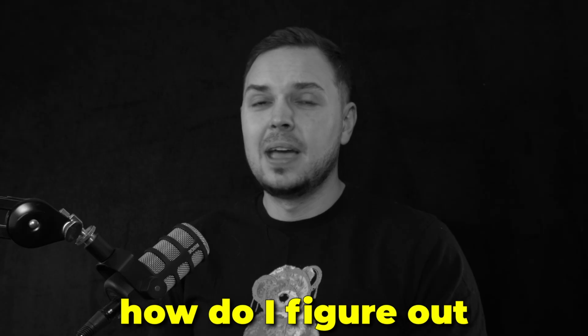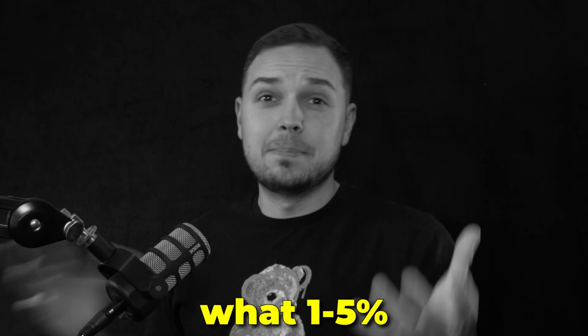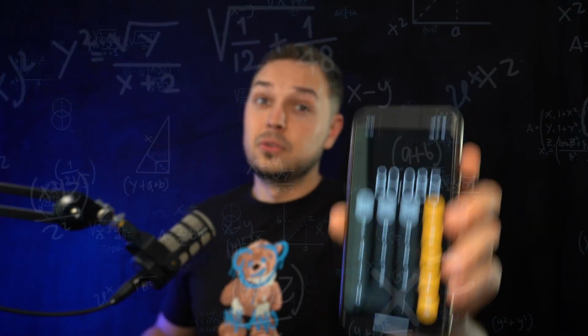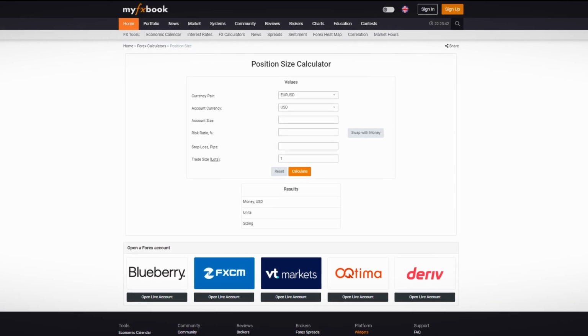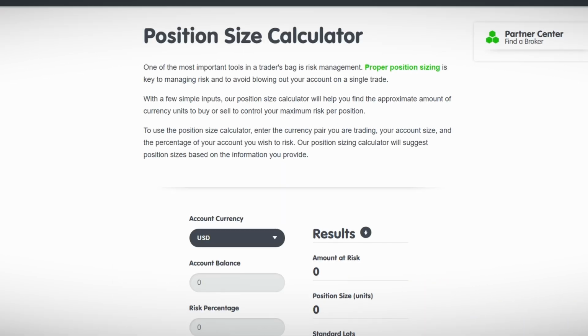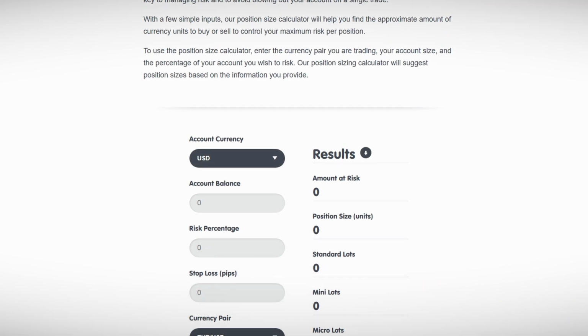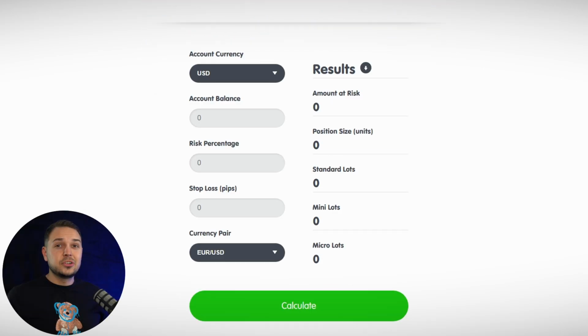Now, for all the beginners watching, you might be wondering, how do I figure out what 1 to 5% actually looks like? Well, my friend, it's easier than you think. You don't need to whip out a calculator every time. You can use online tools that do the work for you, and the best thing, they're free. For example, some great websites I love using are the MyFXBook Position Size Calculator, or my personal favorite, BabyPips' Sizing Calculator. Let me show you a quick example.